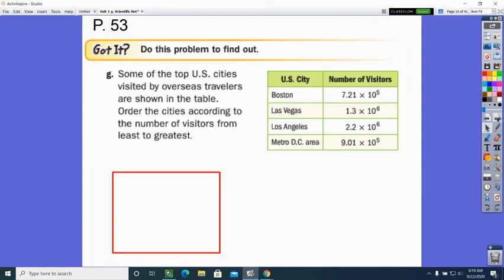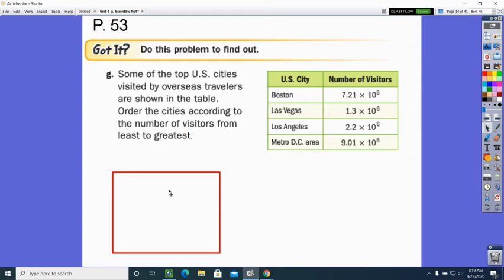So this is your chance to order these. So the first thing, are they in proper scientific notation? They are. We'll talk more about that in the next video. Now look at your powers of 10. And in the end, I want the names of these cities in order from least to greatest. This is the U.S. cities that were visited by overseas travelers. And we want to know least to greatest this time, so be careful. Pause the video and come back with a list of the 4 cities in order from least to greatest.